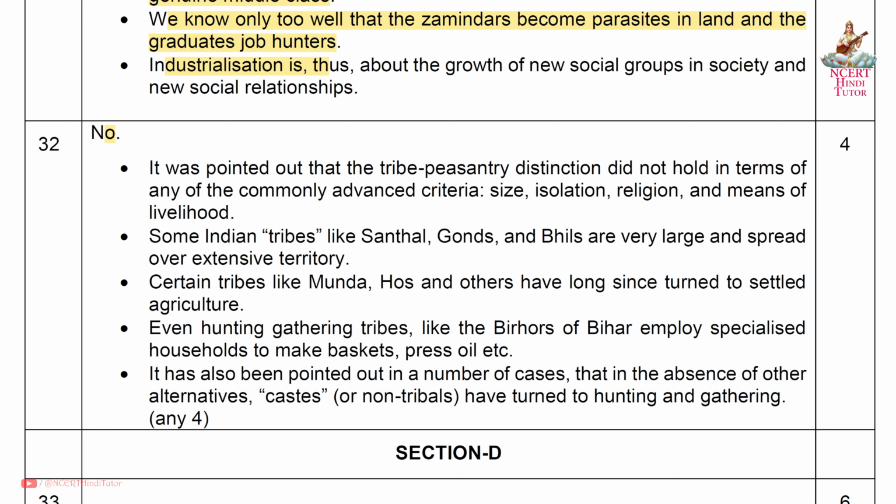Answer: no. It was pointed out that the tribe peasantry distinction did not hold in terms of any of the commonly advanced criteria: size, isolation, religion, and means of livelihood. Some Indian tribes like Santhal, Gonds, and Bhils are very large and spread over extensive territory. Certain tribes like Munda, Hos, and others have long since turned to settled agriculture. Even hunting gathering tribes like the Birhors of Bihar employ specialized households to make baskets, press oil, etc. It has also been pointed out in a number of cases that in the absence of other alternatives, caste or non-tribals have turned to hunting and gathering. You can write any 4 points from the given 5.